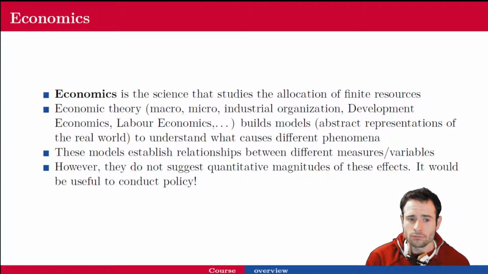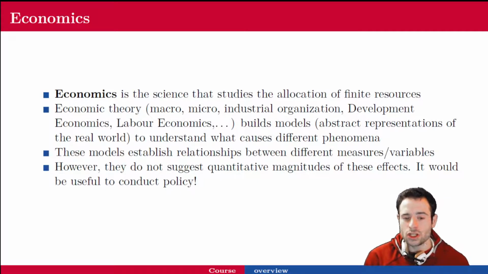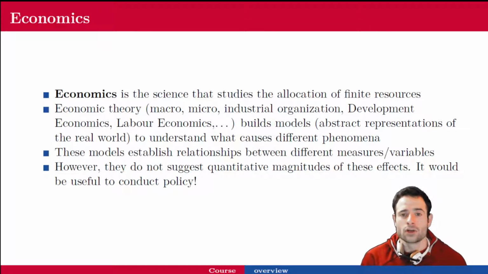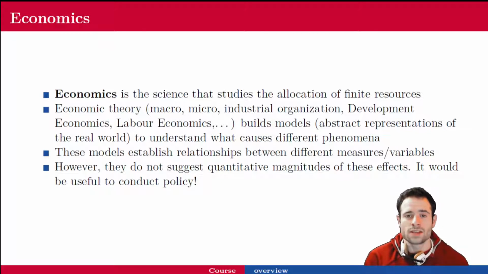In particular, these models establish relationships between different measures or different variables. For instance, if you think about ECON 201, you know the relationship between the consumption of a good and the price of a good. It makes sense. If the price is high, we consume less of it in general. But what if this is the price of another good that increases? It could have no effect on our consumption, or it could have a positive effect or a negative effect. It depends on what price we are looking at.